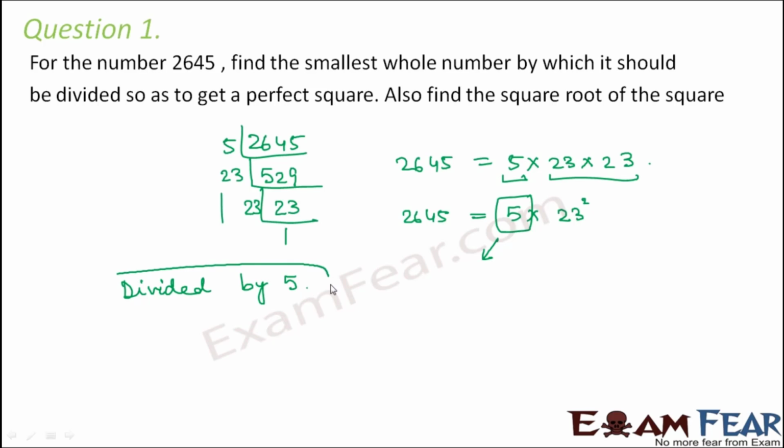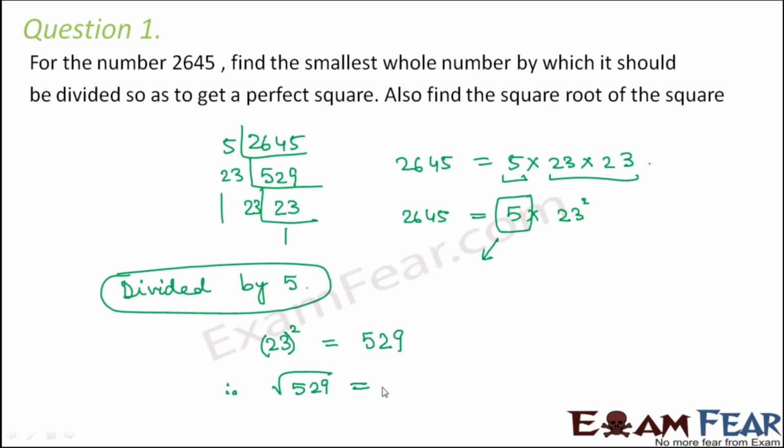Now what happens if you divide it by 5? So the moment you divide it by 5, it becomes 23 square, right? So 23 square is equal to how much? This would be equal to 529. So therefore, root over 529 is equal to 23. So this 23 is the square root of the new square. The new square is 529.